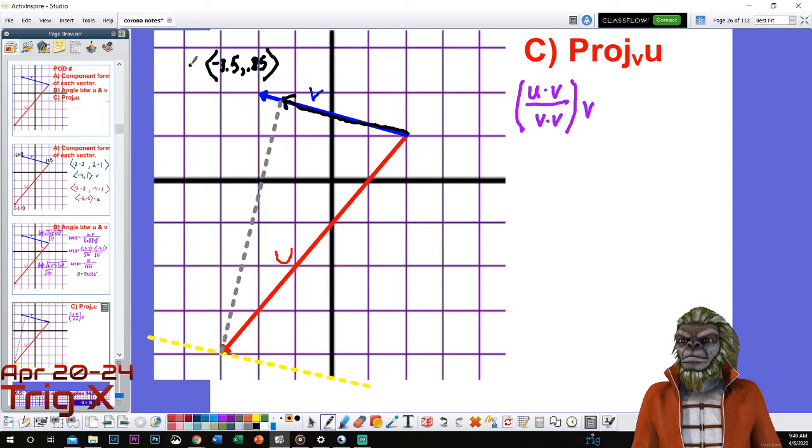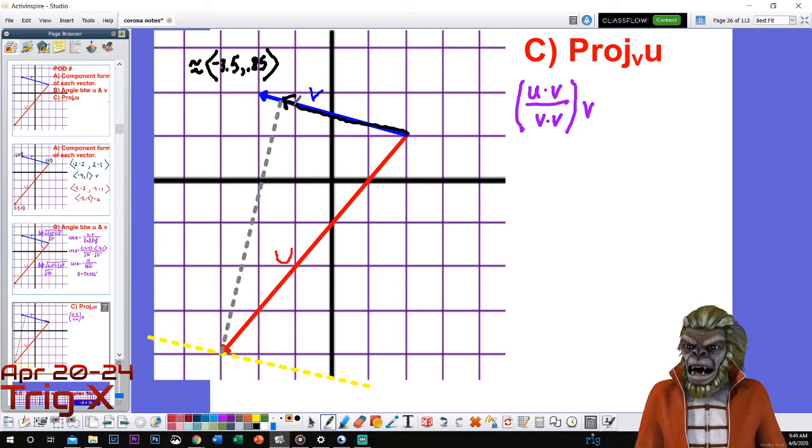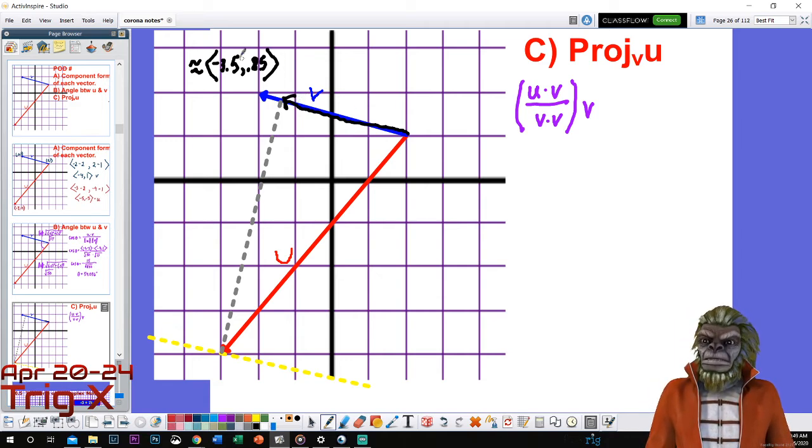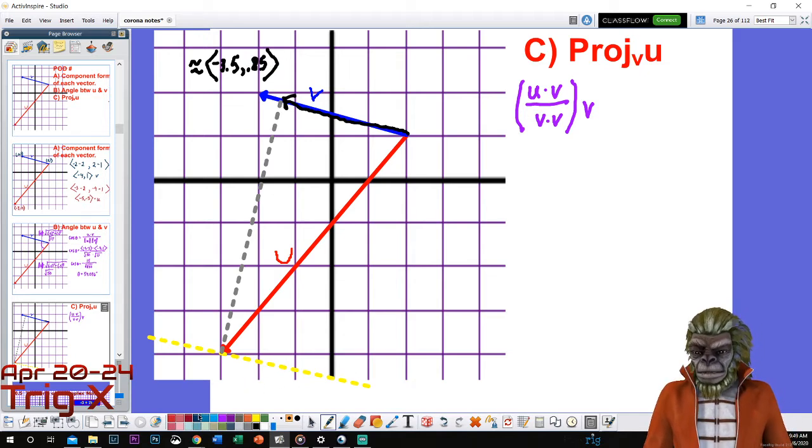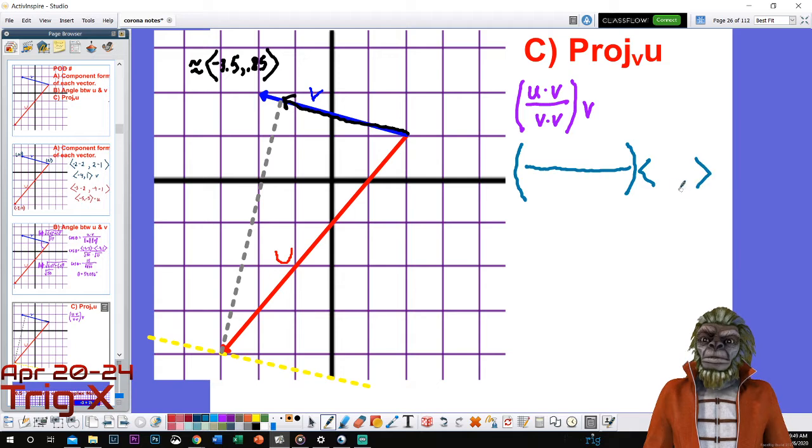Okay, so this is my estimation of what the answer is going to be for this projection, this vector right here, this black one. So I'm hoping that my answer will be close to this. This is just a way to check our answer. Alright, let's see if we got it. So let's go up here. We've got two dot products to worry about. And then vector v will go here. So dot product on top and bottom.